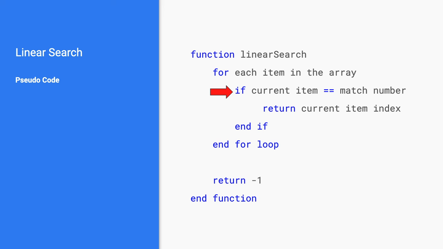There might be a case where we have reached the end of the array and still haven't found the number we are looking for. In this case, we are going to return -1, indicating that the number that we are looking for is not present in the array. The next video will code this algorithm out in Java.